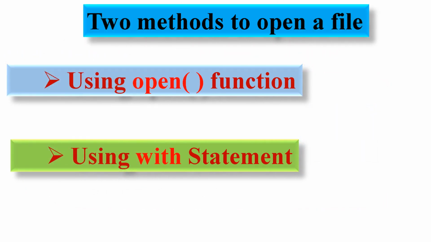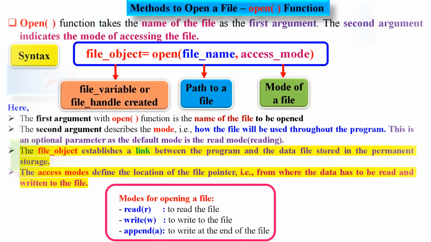There are two methods to open a file. Using the open function. Using the with statement. Let's see one by one in detail. Open function takes the name of the file as the first argument. The second argument indicates the mode of accessing the file.